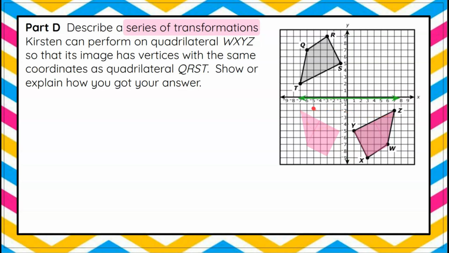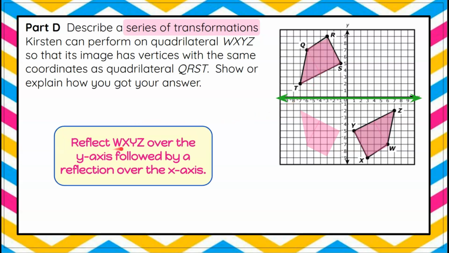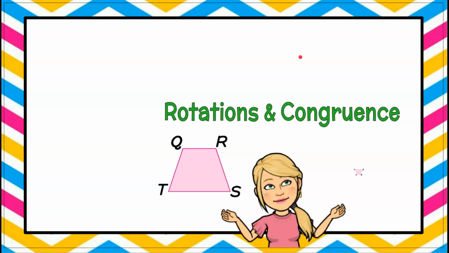I'm going to reflect over the y-axis, so every point is going to reflect the same distance over. And now I'm going to reflect over the x-axis, and we're going to go the same distance above and reflect. And I see that if I reflect over the y-axis, follow with a reflection over the x-axis, I get quadrilateral QRST. So one possible answer is to reflect quadrilateral WXYZ over the y-axis, followed by a reflection over the x-axis. You could have also reflected over the x and then over the y, and gotten there. And there you have it.